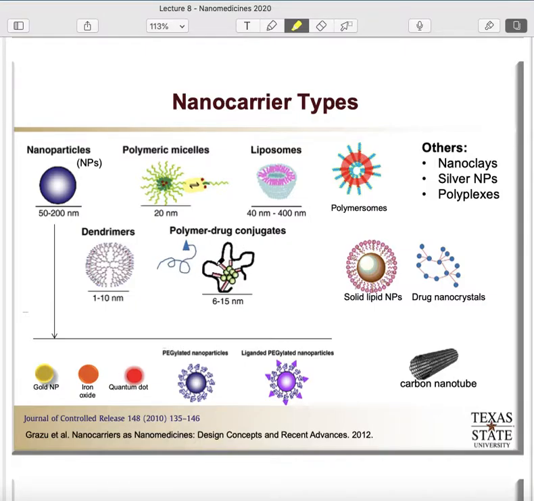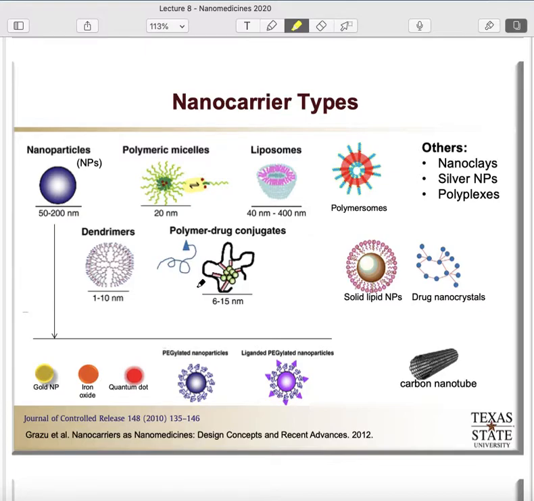A lot of times in these drug conjugates, the polymer of choice is polyethylene glycol, because most of the time what you're trying to do is increase the solubility of the drug that you're trying to deliver. If the drug is hydrophobic, it's not soluble in water, so you conjugate it to polyethylene glycol to increase the solubility of that drug. So most of the time it is polyethylene glycol.